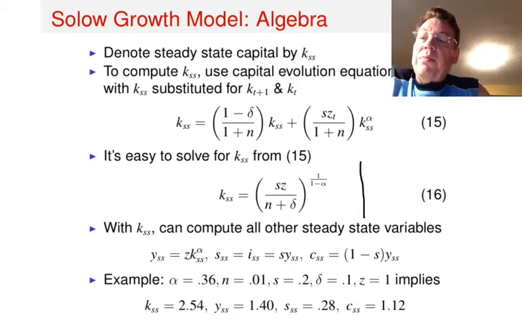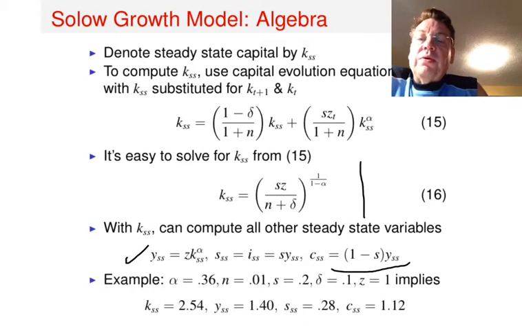So, for example, output is just going to be total factor productivity times steady-state capital raised to that production parameter alpha. Steady-state savings is just equal to steady-state investment, but that's just a constant fraction s of steady-state output. And then what you don't save, you consume. So steady-state consumption is just 1 minus s times steady-state income or output.